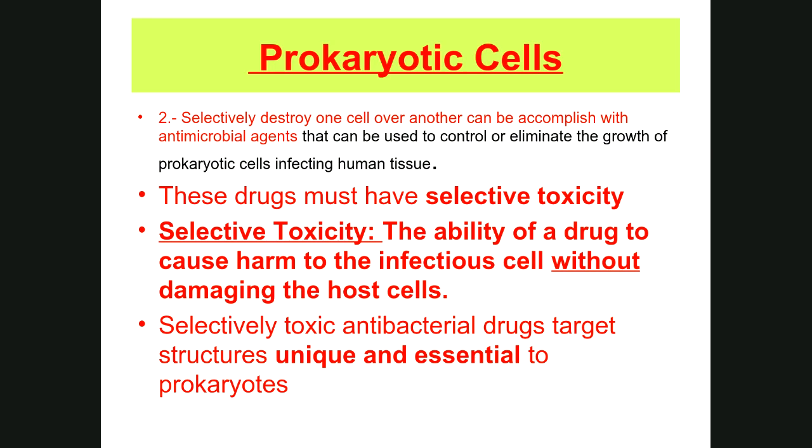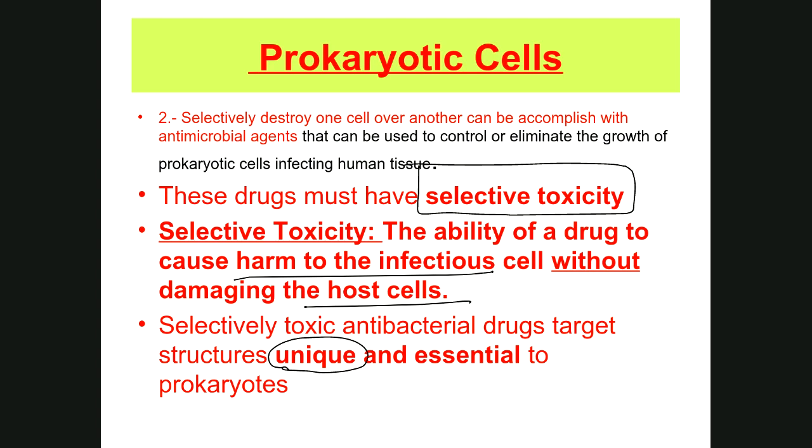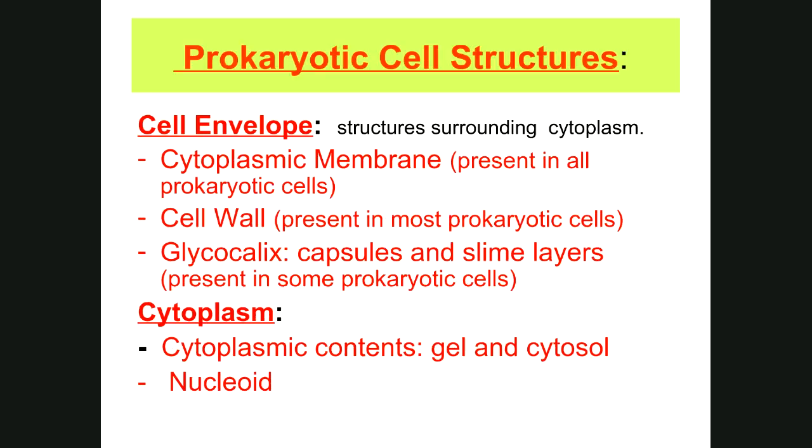That is called selective toxicity. So we need drugs that have selective toxicity. This is the ability of a drug to cause harm to the infectious cell without harming the host. In order to do that, you need to target something that is unique to the bacteria and essential for the bacteria, so you can kill it without harming the host. So as we go through these structures, we're going to ask ourselves, could this be a good target for an antibiotic? Is this something that our cells have? And how similar is this structure in our cells versus the prokaryotic cell?